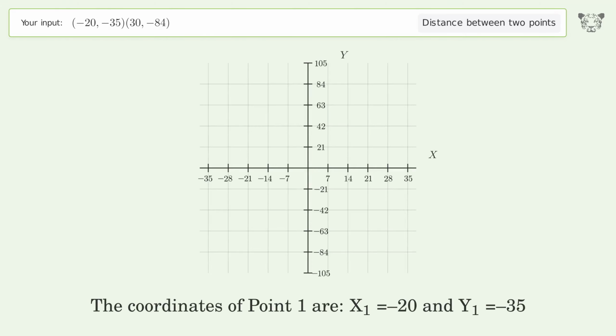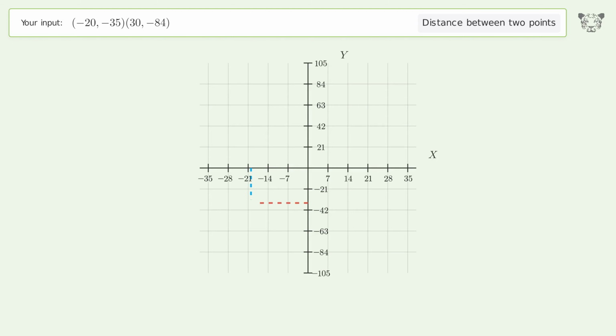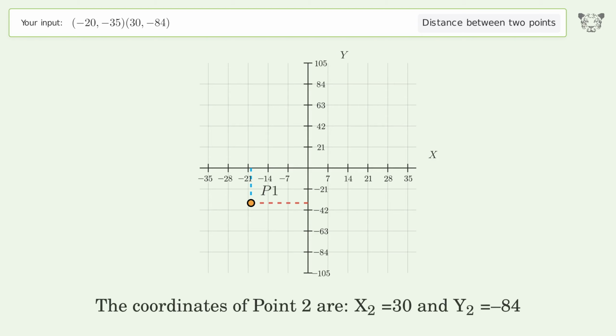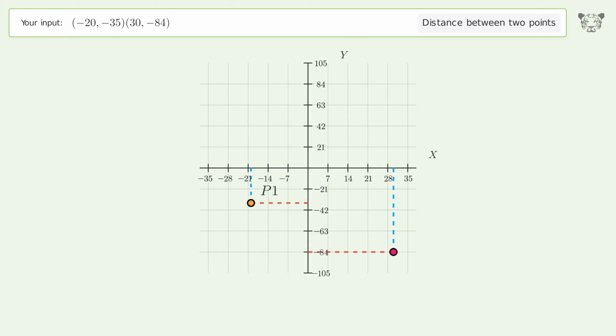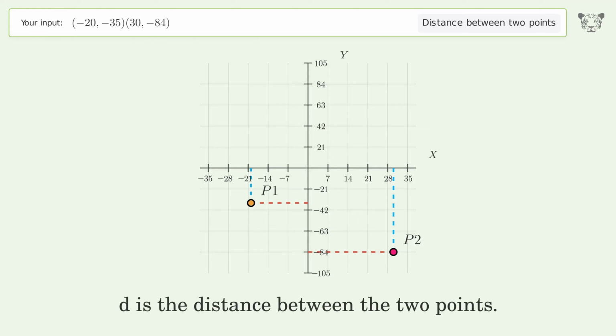The coordinates of point 1 are x1 equals -20 and y1 equals -35. The coordinates of point 2 are x2 equals 30 and y2 equals -84. D is the distance between the 2 points.